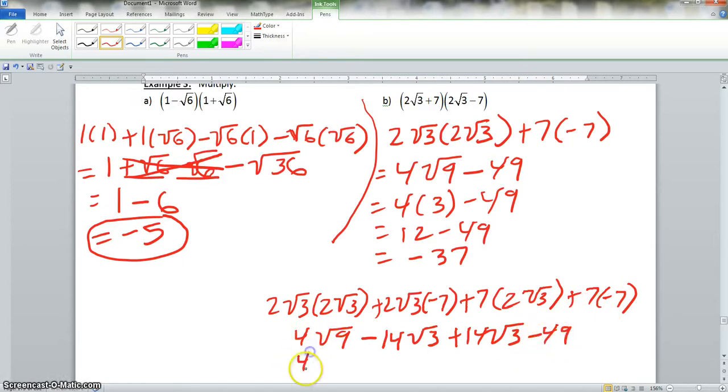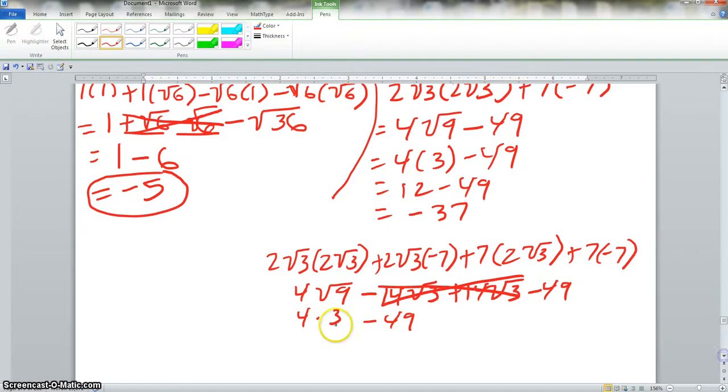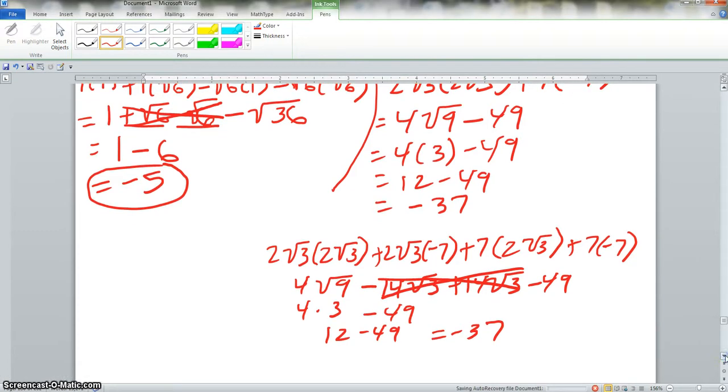Now, we know this would become 4 times 3, because the square root of 9 is 3. And the minus 14 square root of 3 plus the 14 square root of 3 will cancel each other out. And that's minus 49. So now we would end up with 12 minus 49, which is a negative 37. So it actually works. So with the conjugate, you could skip all of this long step here and just do the first term times the first term, and the second term times the second term, just to alleviate some of the time.